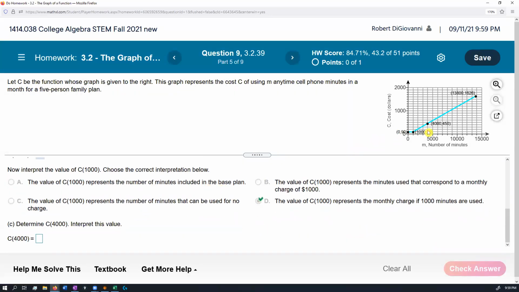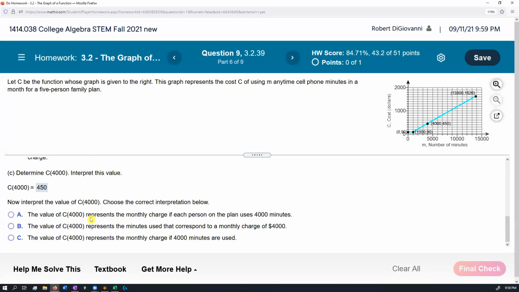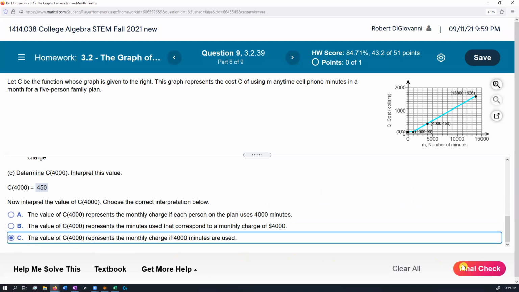When you plug in 4,000, 450 is how much you'll pay. We want to interpret that. It's the monthly charge, no. Represents the minutes. No, it's not the minutes. It's the cost. Yes, it's the cost if you use 4,000 minutes.